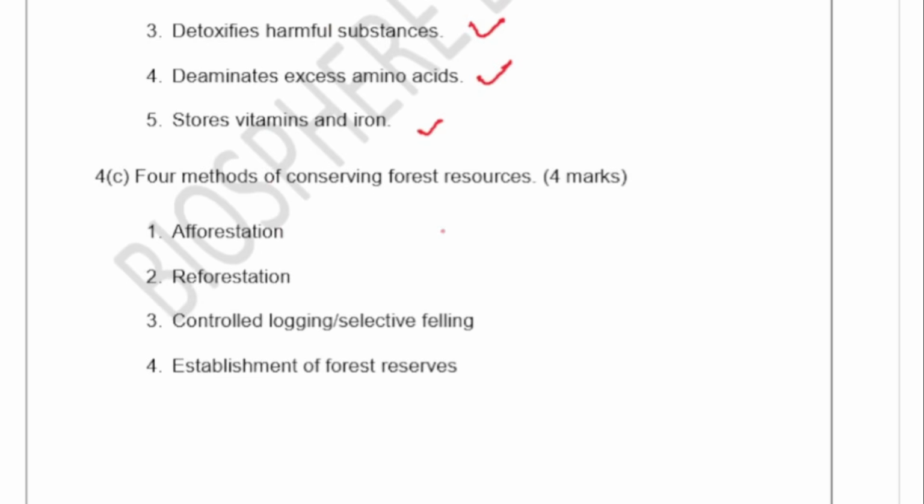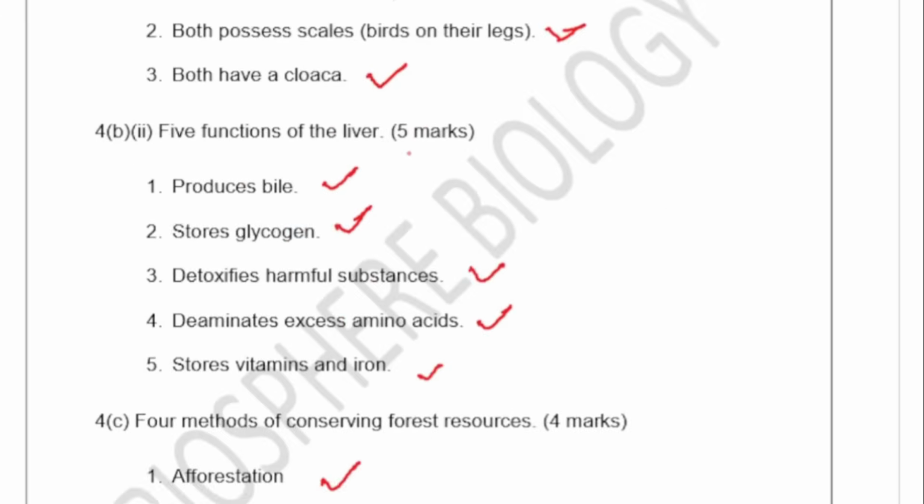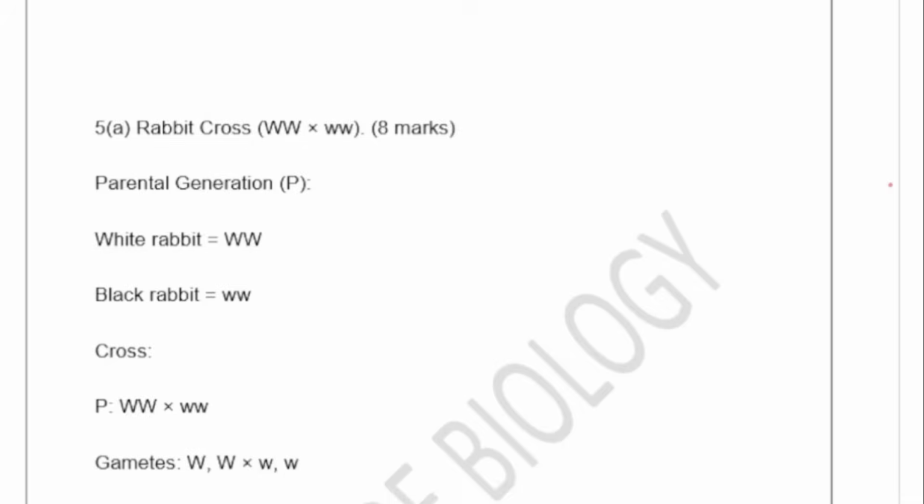And forest conservation is basically by afforestation, planting of trees, reforestation, replanting of trees, controlled logging, and then establishment of forest reserves, areas where you don't go to cultivate by any means. So I needed to say that before we move on to the genetic cross we had. So this is now the genetic cross.